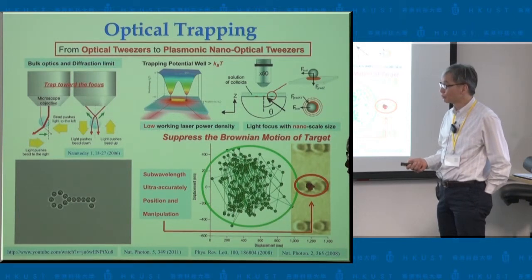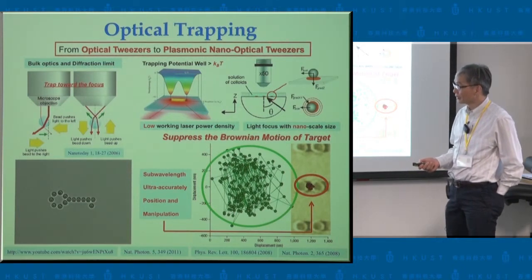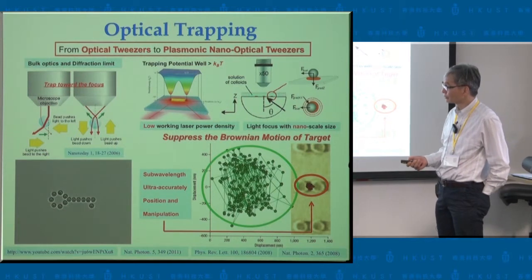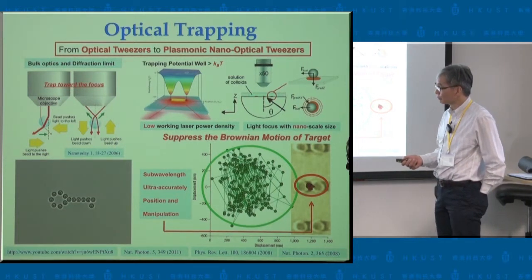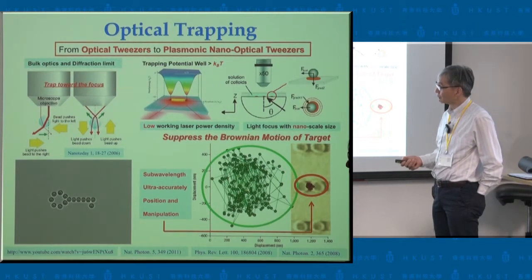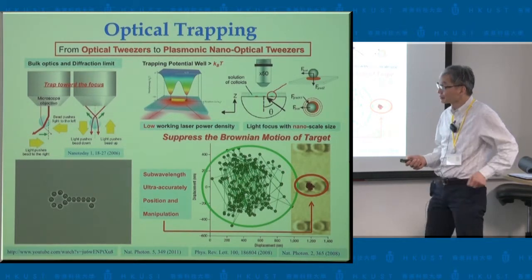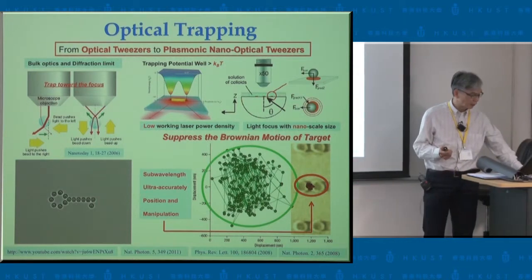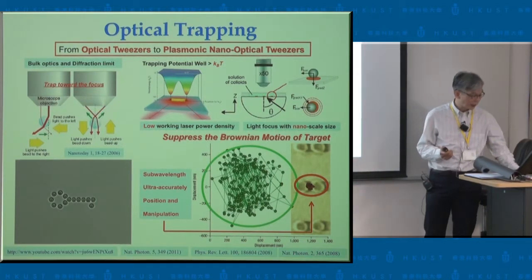Typical optical trapping is like this, and it's a very large scale, whereas a plasmonic gap gives you trapping at the nanoscale. People have done a lot of such work. They all require nanofabrication.